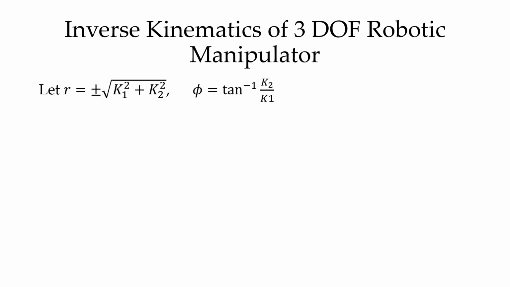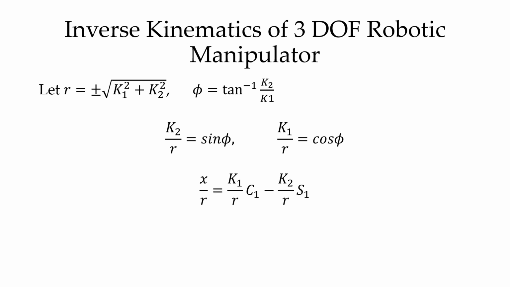Now we will define an R which is equal to root of K1 square plus K2 square, and phi equal to tan inverse K2 by K1, where sin phi and cos phi are given by K2 by R and K1 by R respectively. And we will modify the equation for x as x by R is equal to K1 by R C1 minus K2 by R S1. Similarly for Y also, Y by R is equal to K1 by R S1 plus K2 by R C1.